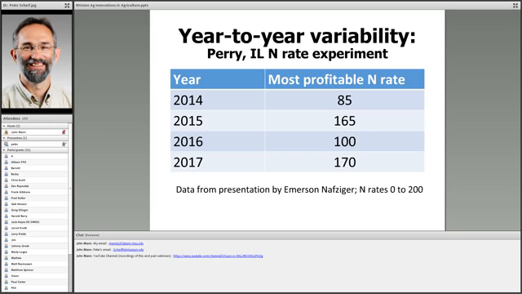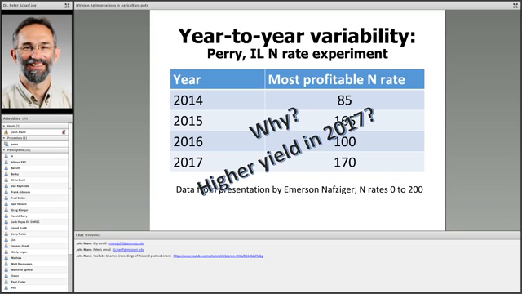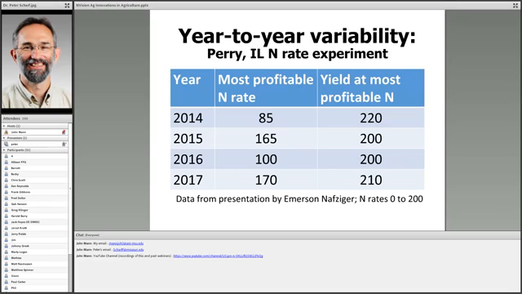Here's an experiment from Illinois where the most profitable rate was 85 in 2014. This is a little small plot experiment, maybe an acre in size. The next year it took 165 to be the most profitable. The next year 100, and the fourth year 170. So what's going on with that? Is it that yields were higher in the years that needed more nitrogen? And the answer is no, it was 200 to 220 all 4 years. And it was weather driven.